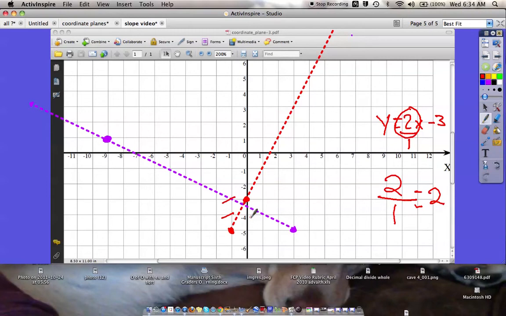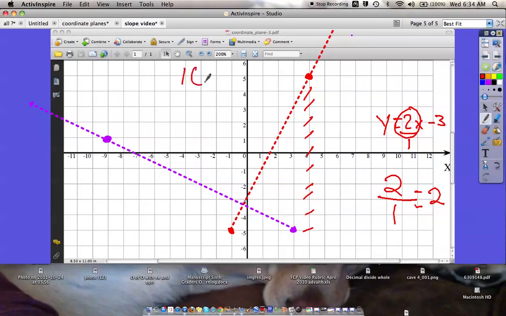So let's say I didn't want to use that point, but I knew that this point is also on the line. Let's try this if I start here and go backwards. Let's go down to start with. 1, 2, 3, 4, 5, 6, 7, 8, 9, and 10.